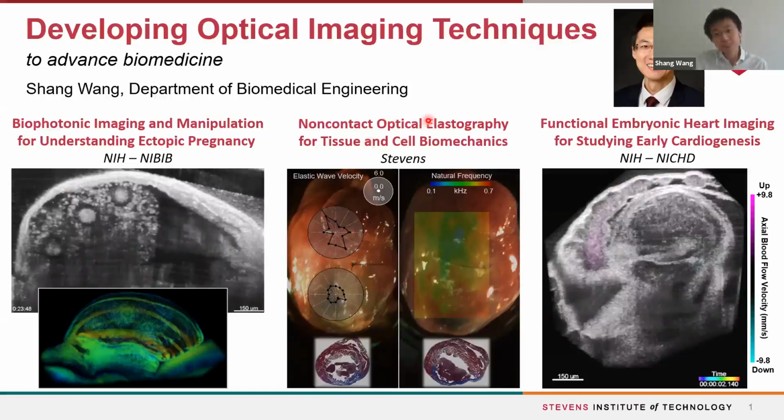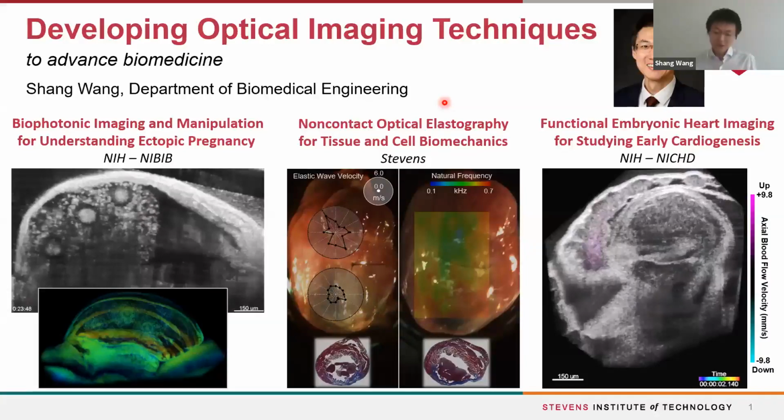The second direction is on biomechanical imaging, where we developed non-contact optical elastography methods. It is well known that changes in tissue elasticity or stiffness are involved in numerous pathologies such as cancers and cardiovascular diseases. So by imaging and measuring the elastic properties of tissue, we can enable early detection, better diagnosis, and advanced monitoring of treatment. Interestingly, stiffness is scale dependent.